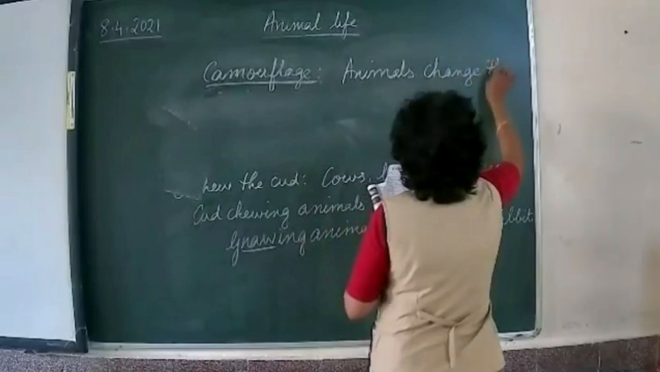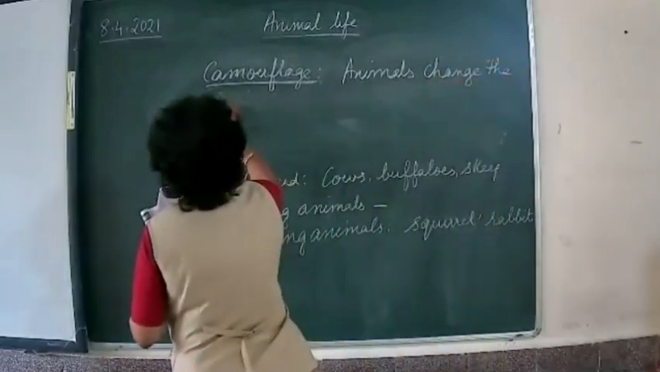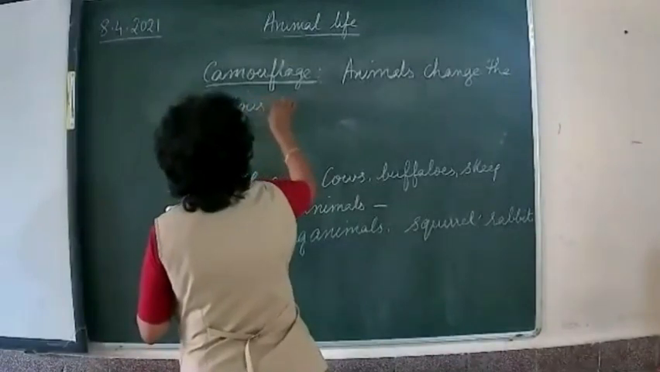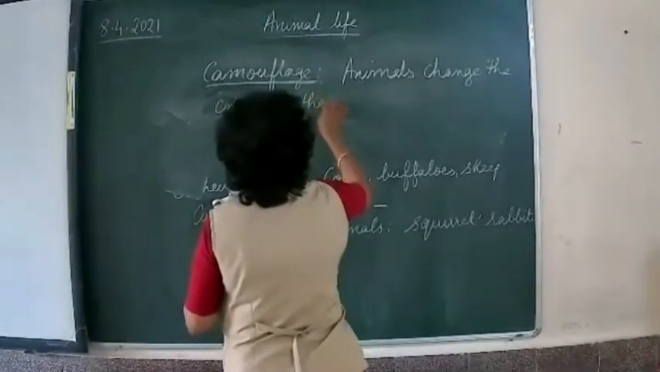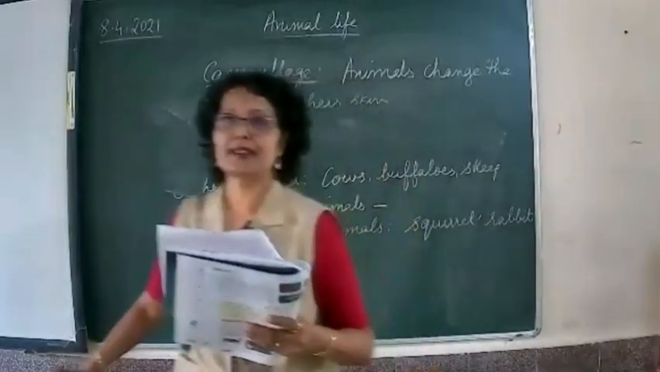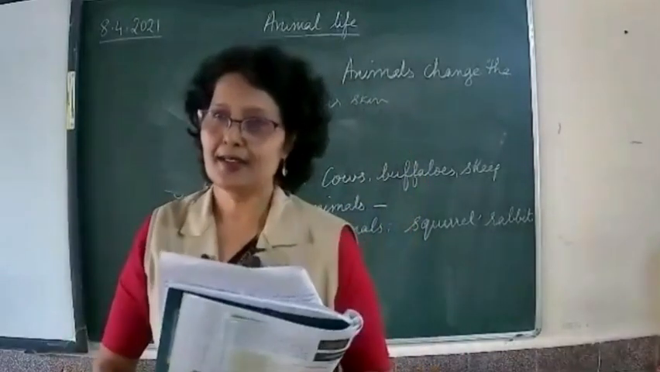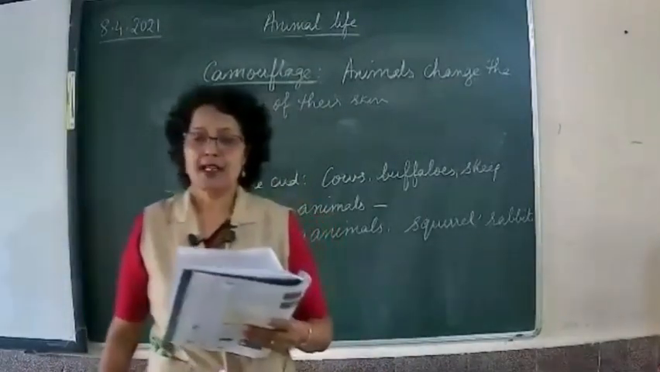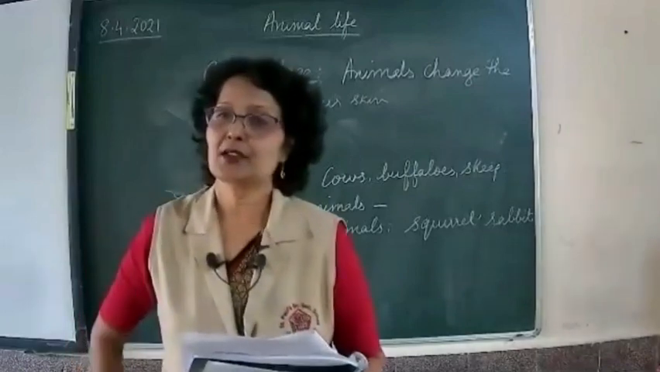Animals change the color of their skin. The color of their skin. A common example is the chameleon, and they blend with the surroundings. So they can escape from their enemies and predators or prey.